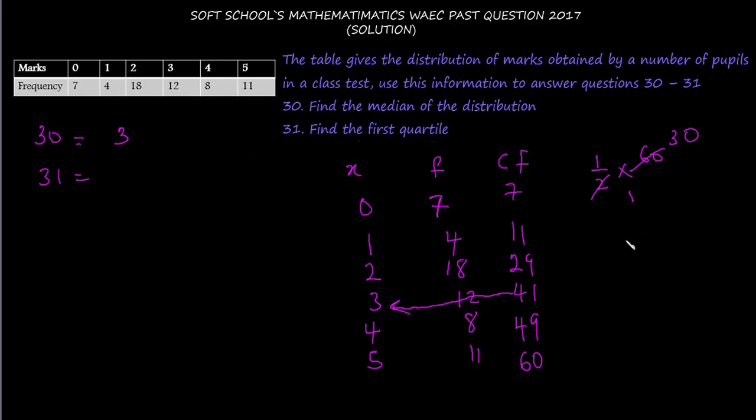Now we are now asked for the first quartile. So first quartile is 1/4 times CF, which is what? 60. So you say 4, 1, 4 here, 15. So 15 is above 7, is above 11. It will be between 11 and 29. So it's going to be here, and we are going to trace it to what? 2. So the median of the distribution is 3. The first quartile is what? 2.